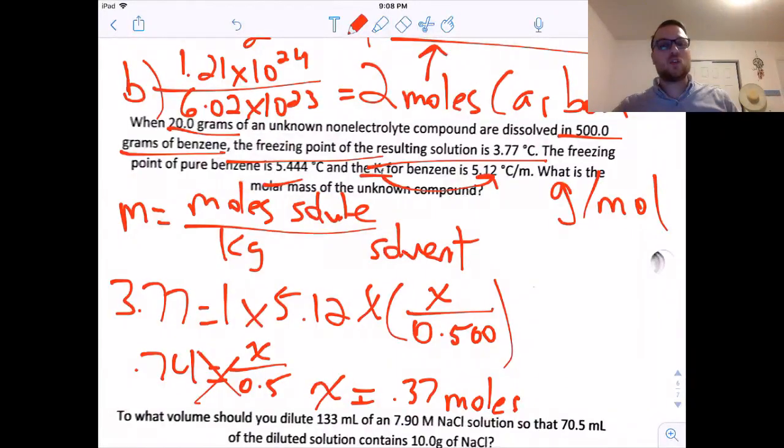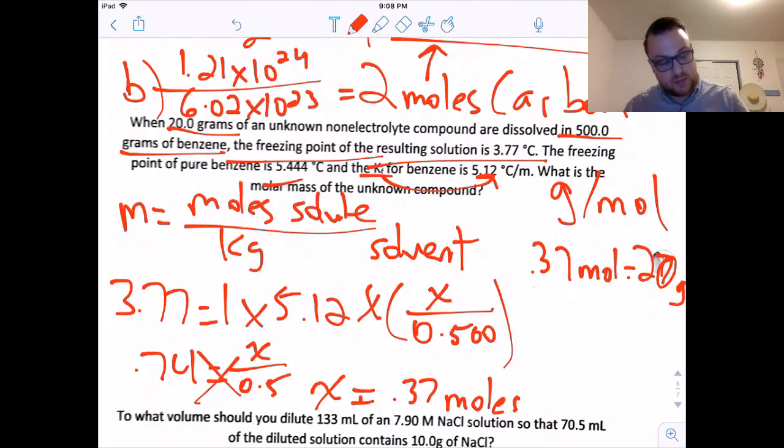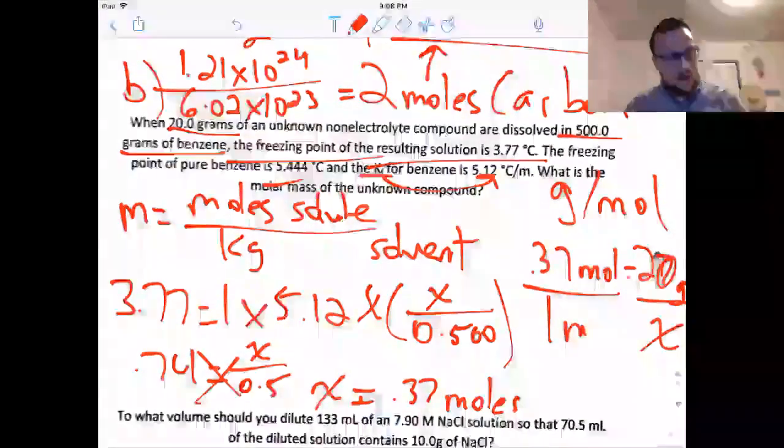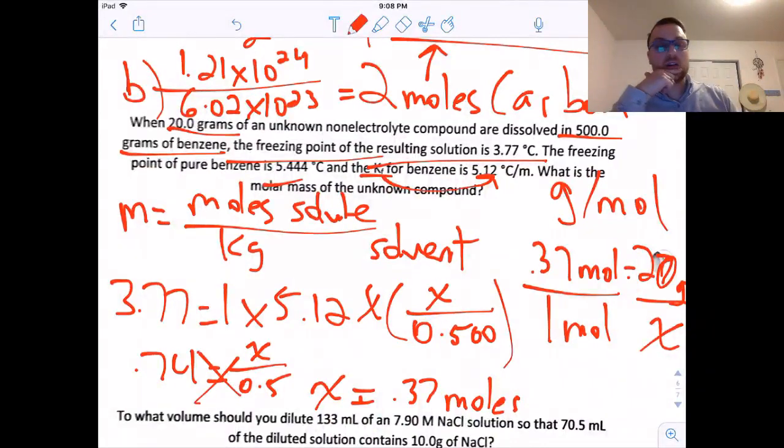And that 0.37 moles is equivalent to the 20 grams. I dissolved 20 grams, and I've determined that that 20 grams is 0.37 moles of this compound we don't know. So if 0.37 moles equals 20 grams, how much does 1 mole weigh? It's a proportion. Your number should be bigger. If a third of a mole weighs 20, something bigger than a third should weigh something bigger than 20. So cross multiply and divide. You're going to do 20 divided by 0.37, and you get 54.